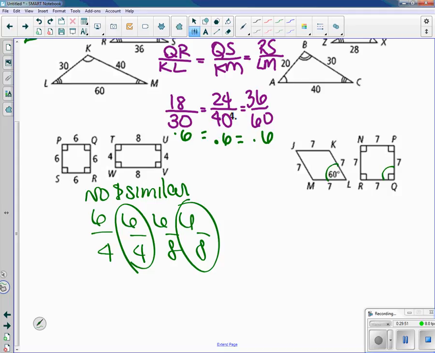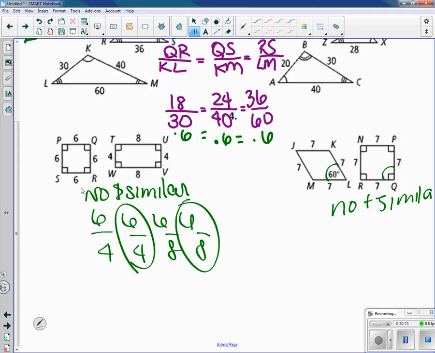Look at these angles. These angles are different. Remember, the angles have to be congruent. So that's why, even though the sides are matched up, these are not the same angles. So not similar. Now let's go up to the top.